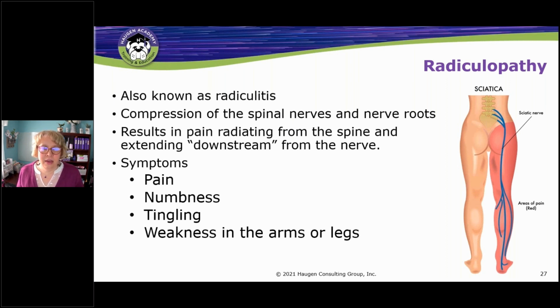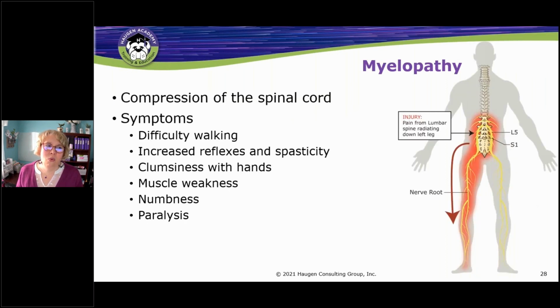So radiculopathy is that compression of a spinal nerve, whereas myelopathy is compression of the spinal cord. And what you get then is compression or pain and symptoms that are going to be more severe than what you would see in a radiculopathy. Then you start to have problems with walking, increased reflexes and spasticity, clumsiness with the hands if it's occurring in the cervical spine, muscle weakness because you're in pain, so you're kind of not using your muscles as much, numbness, and possibly even paralysis.